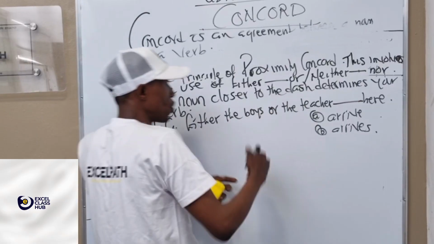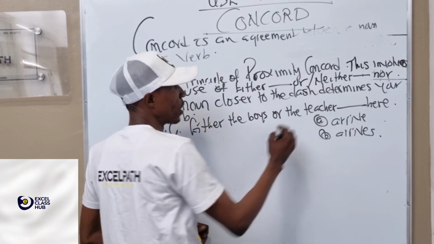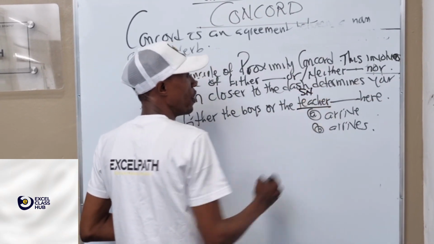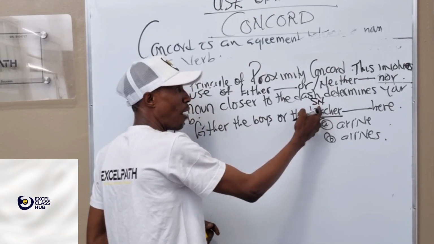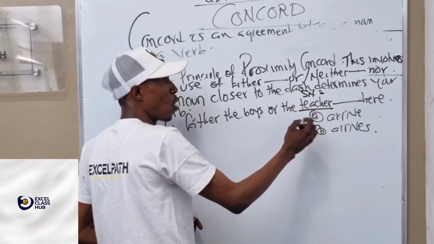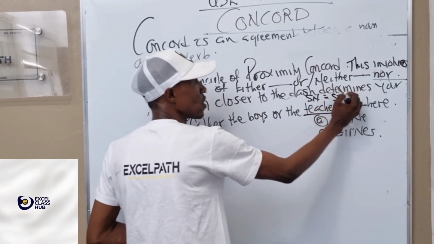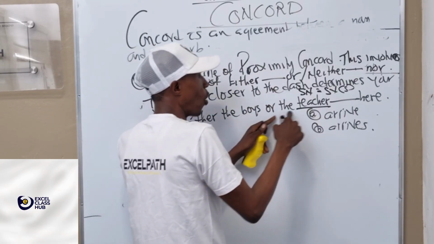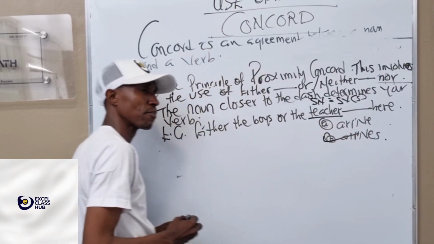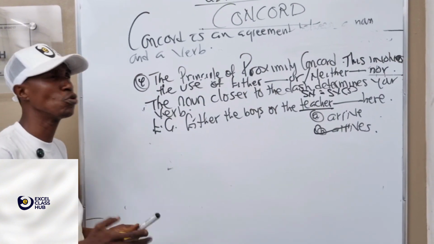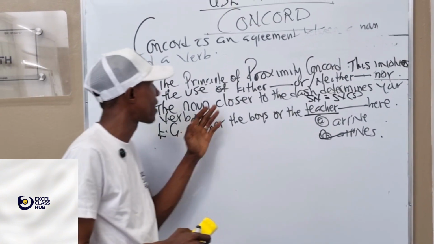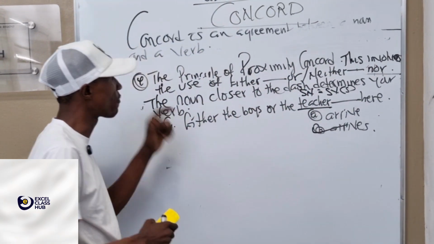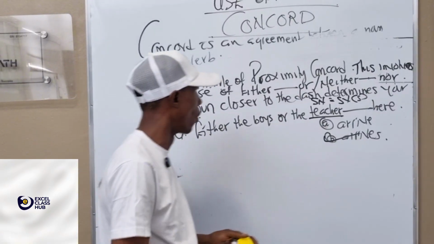In this question given to you, what is closer to the dash? Teacher. And this teacher, is it a singular noun or a singular verb? A singular noun. And we are told that a singular noun must go with a singular verb. And your singular verb must carry what? S. So this question is: either the boys or the teacher arrives here. These are principles that you need to know. So we have looked at the principle of proximity concord, which involves the use of either or, neither nor.